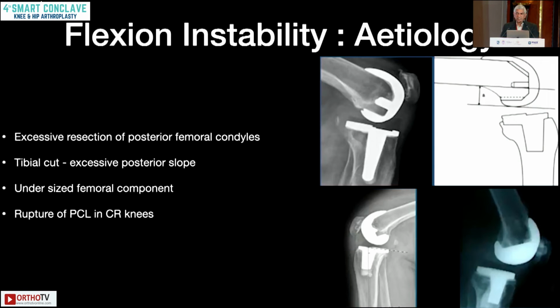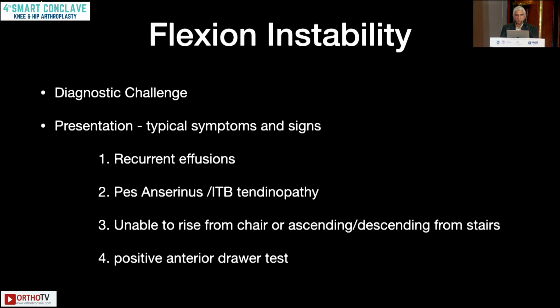Now the second thing is flexion instability, and here the etiology is that in the primary index surgery, you have either removed more of the posterior femoral condyles, or your tibial cut has excessive posterior slope. You may have used an undersized femoral component, or there is a rupture of PCL in CR knees. So you can see on the right side that the posterior condyle has been removed more in the X-rays above, and there is a more posterior slope in the X-rays below, giving rise to this flexion instability.